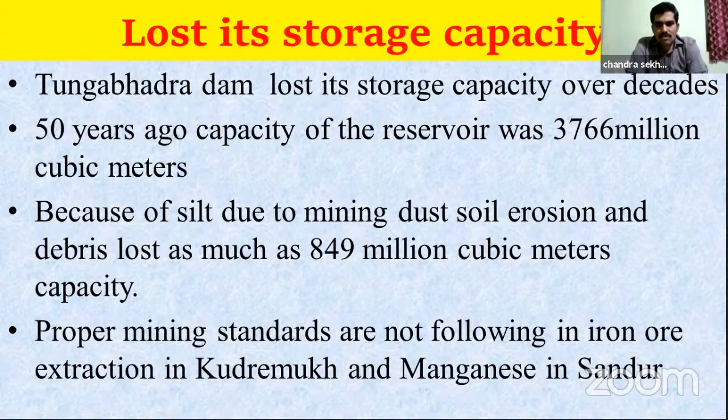Proper mining standards are not being followed in iron ore extraction in Kudremukh and manganese in Sandur. These are the major mining sites located in Karnataka. Kudremukh is famous for iron ore and Sandur is famous for manganese. These two are in the Tungabhadra river basin in Karnataka. Because of the lack of proper standards in mining activities, so much dust is coming into the reservoir that leads to reduction in storage of water.